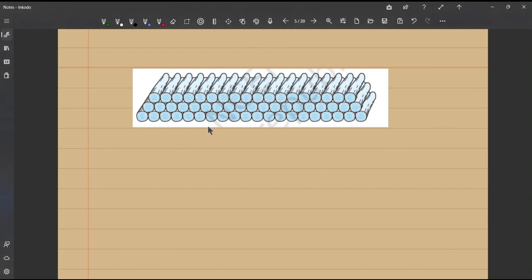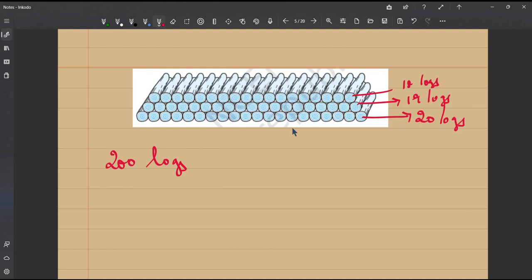Hello everyone. There's an interesting question here. 200 logs have been stacked in this manner. Totally 200 logs are stacked in such a way that the bottommost row has 20 logs, the next one has 19 logs, and the next 18, and it will be arranged in such a way till all the 200 logs get finished.